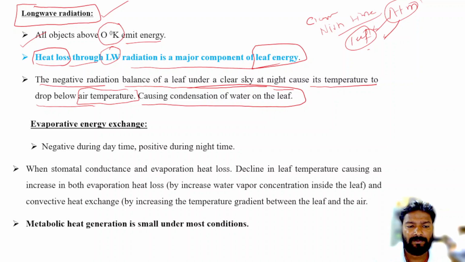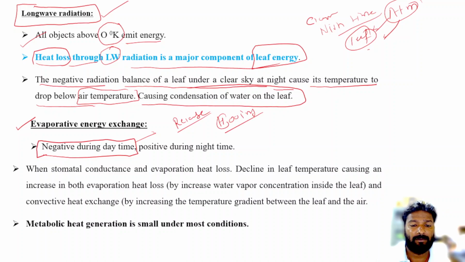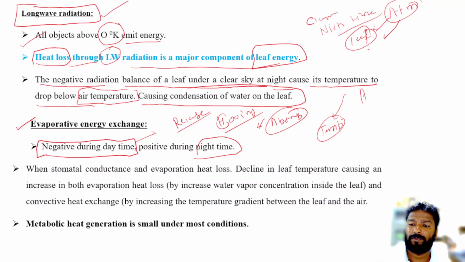Means more long waves are radiated, means the plant radiates more heat. Okay, and the next component is the evaporative energy exchange, which is negative during the daytime. During daytime, the plant releases this energy to cool the plant, but during the night time they absorb, because their temperature is less than the atmosphere.